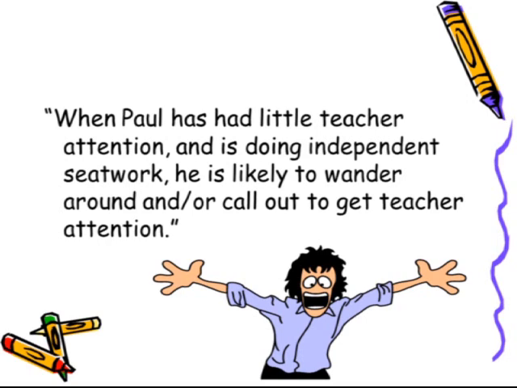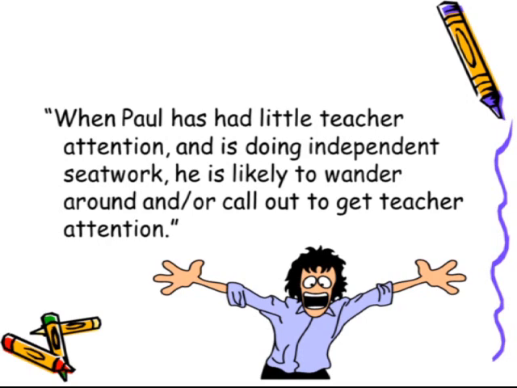So let's look at this one. Well, the summary statement here is when Paul has had little teacher attention and is doing independent seat work, he's likely to wander around and or call out to get the teacher attention. Well, what is the behavior? He's wandering around or calling out. So you've got two behaviors there.